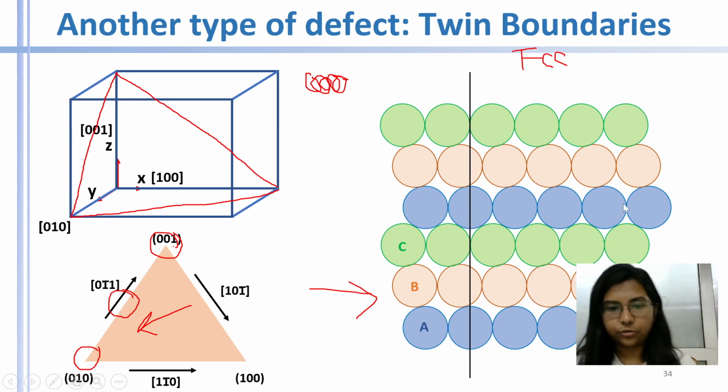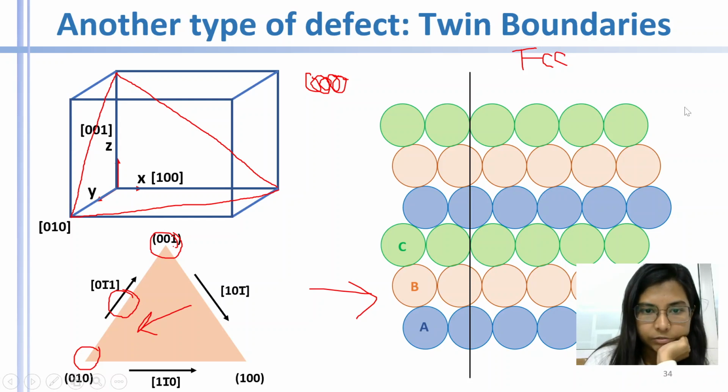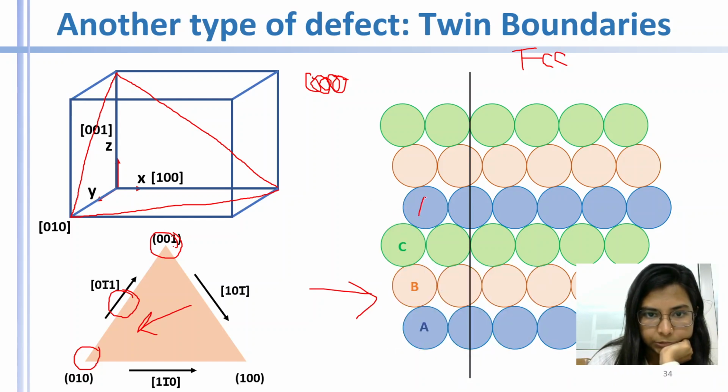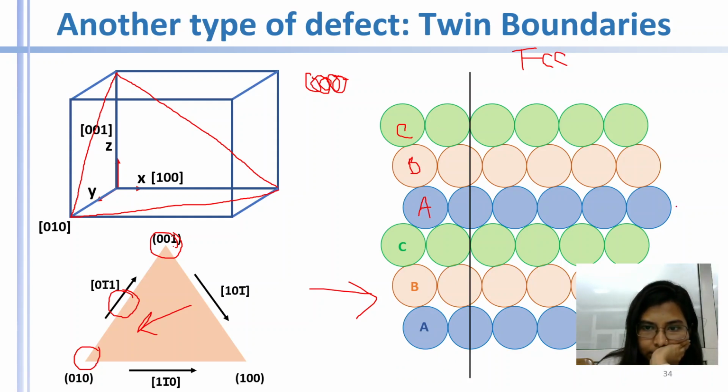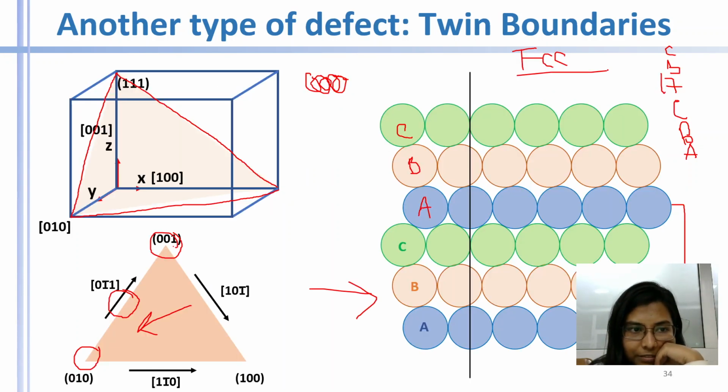My first layer of atoms is my A layer, then my second layer of atoms is my B layer, and my third layer of atoms is a C layer. After this, the A layer is repeated here. So again this is my A, this is C. This and this are exactly the same. Similarly, this and this are the same. So this is A, B, C, A, B, C type of packing, which is FCC. Now, this plane was there.